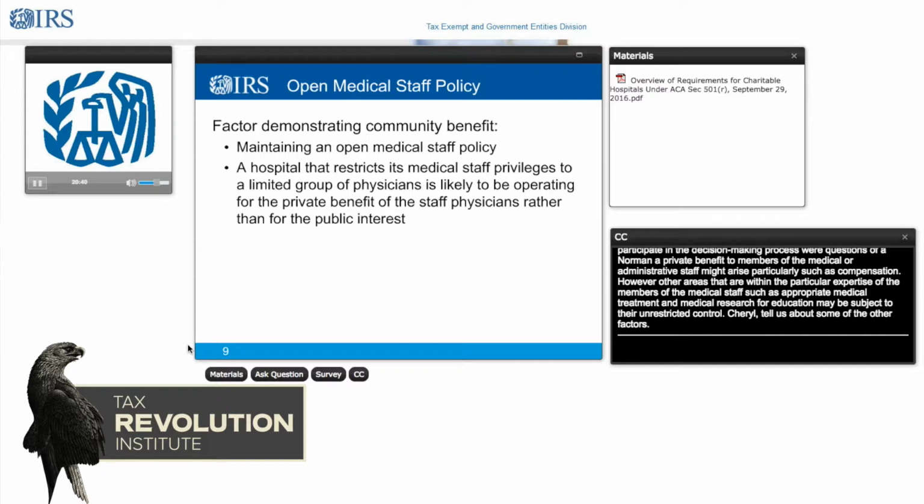Now that we've taken a pretty good look at the community benefit standard, let's talk about Section 501(r). Geoff will get us started.